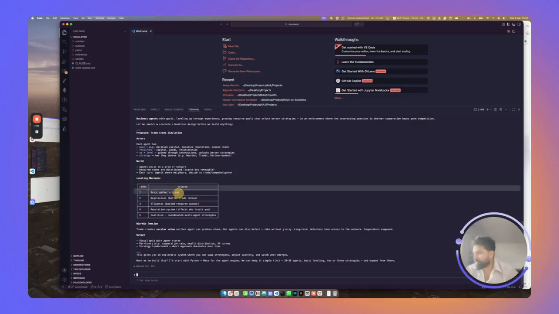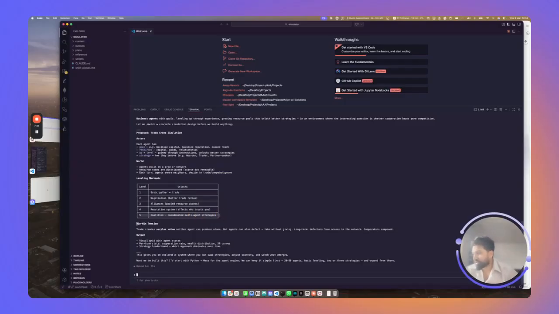So what this does is: level 1, basic gather and trade. 2, negotiation, better trade ratios. 3, alliances, pooled resource access. 4, reputation system, affects who trusts you. 5, coalition, coordinated multi-agent strategy.